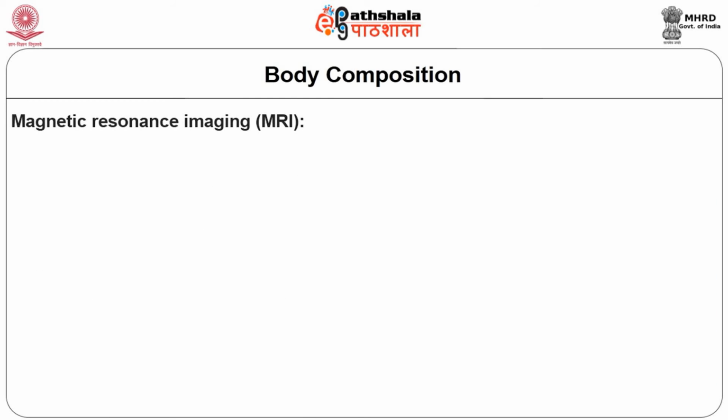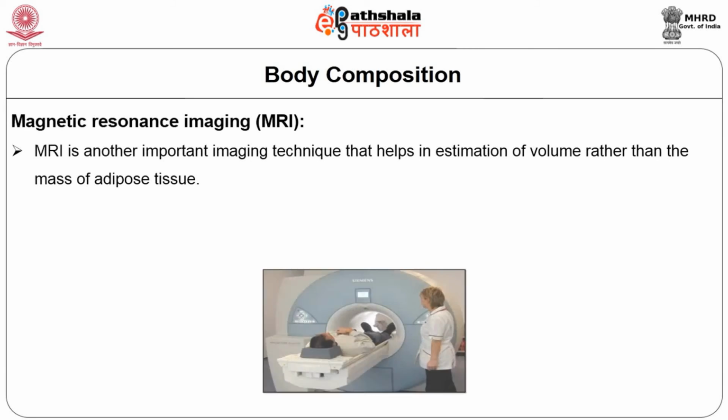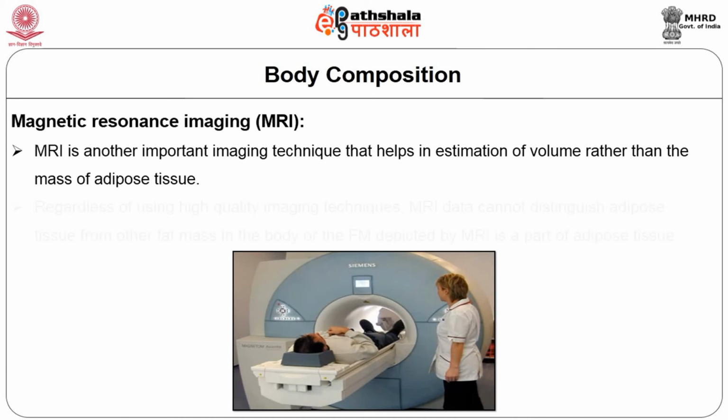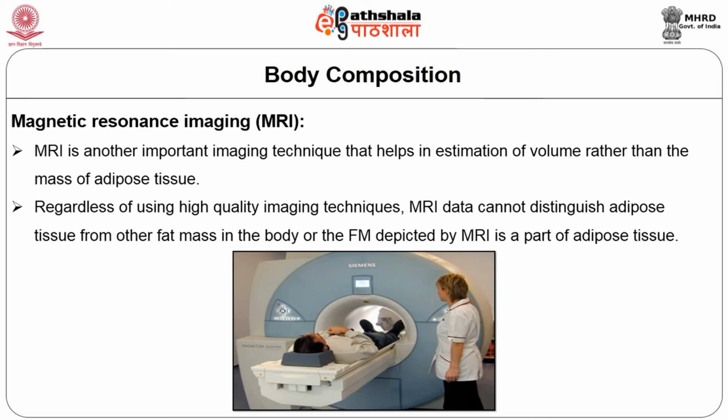Another very well known technique is MRI, magnetic resonance imaging. MRI is another important imaging technique which helps in estimation of volume rather than the mass of adipose tissue. Through this technique, images are produced based on the absorption and emission of energy in the radio frequency range of the electromagnetic spectrum. Regardless of using high quality imaging techniques, MRI data cannot distinguish adipose tissue from other fat mass in the body, or the fat mass depicted by MRI is a part of adipose tissue.